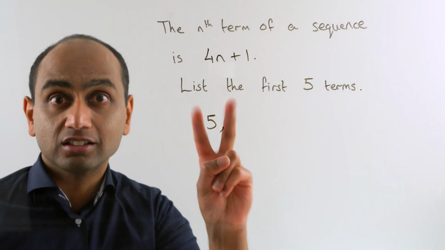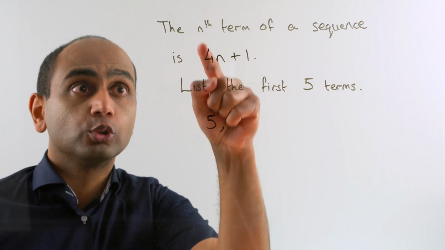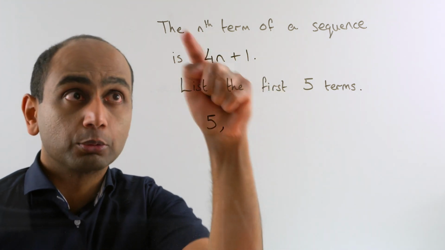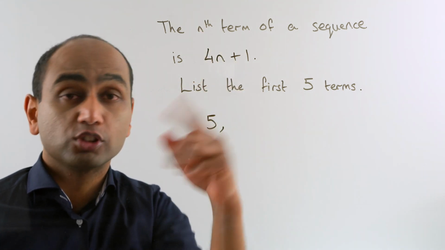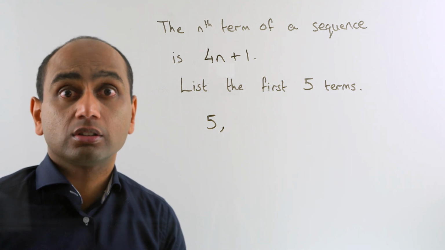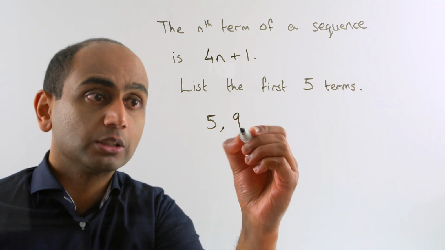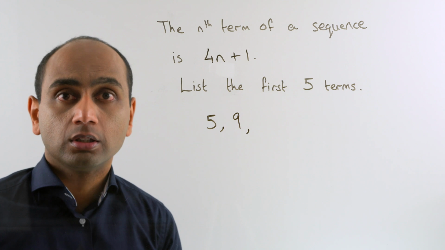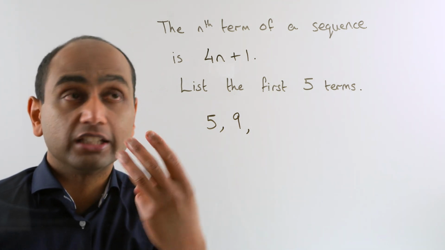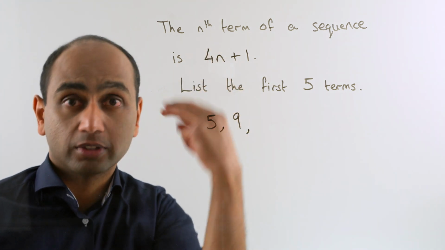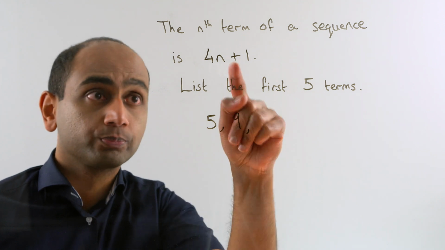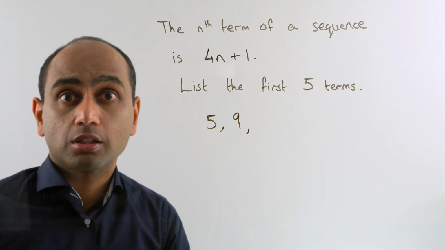To find the second term of this sequence, what we're looking for is the value of this when n is 2. That would be the second term. 4 times 2 is 8, plus 1, that gives us 9. So the second term of this sequence is 9. The third term of the sequence is what we get when n is 3. So that's 4 times 3, which is 12, plus 1, and that's 13.